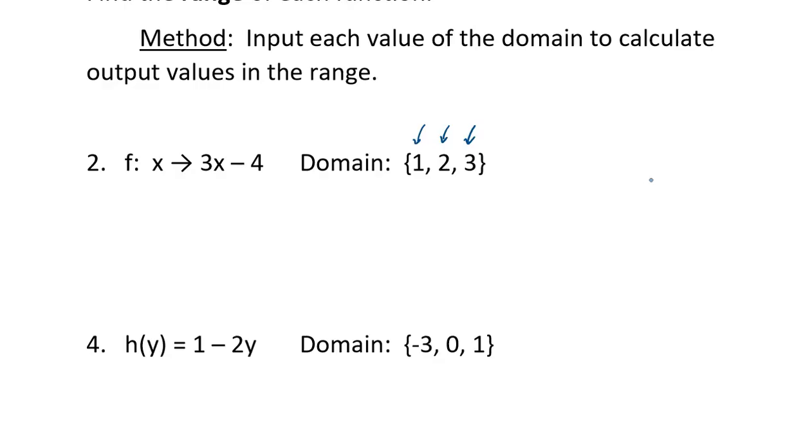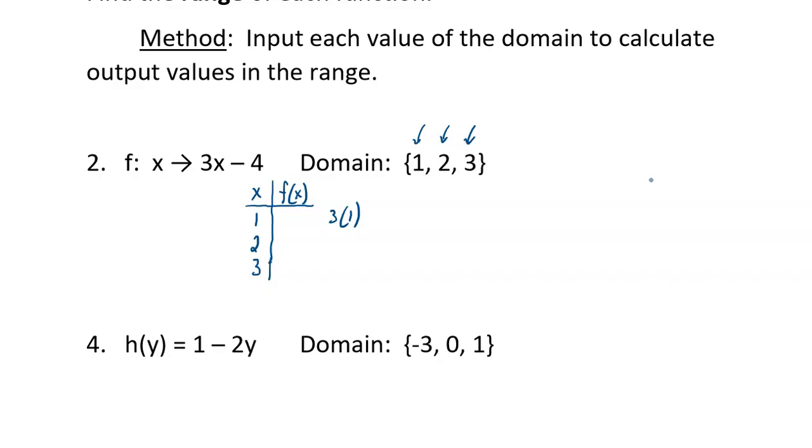To be organized, we can make a table, x and f of x. F of x refers to the output from function f when you use a particular value for x. In the table, we'll use 1, then 2, and then 3.